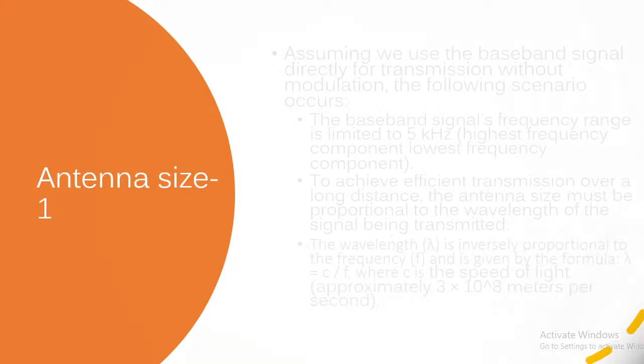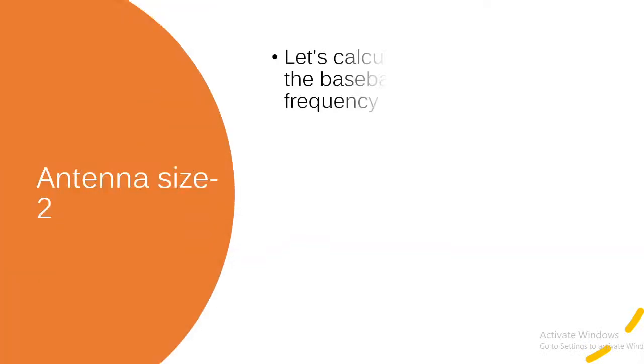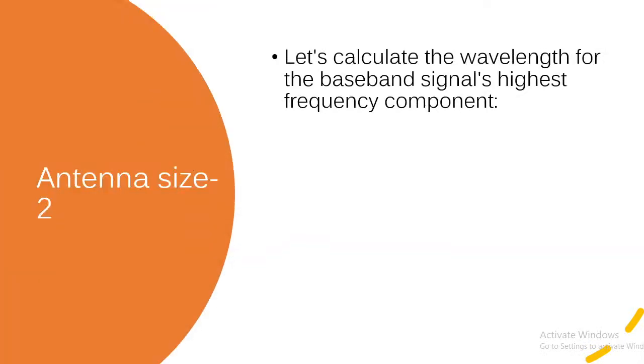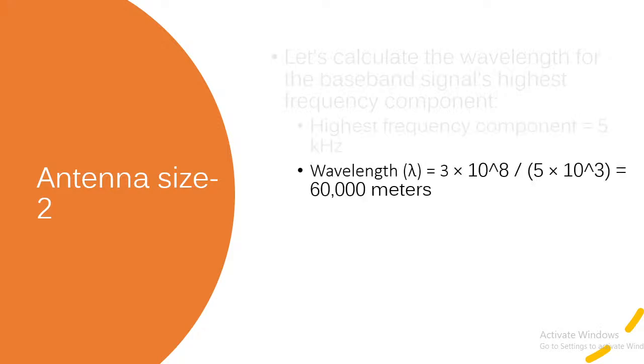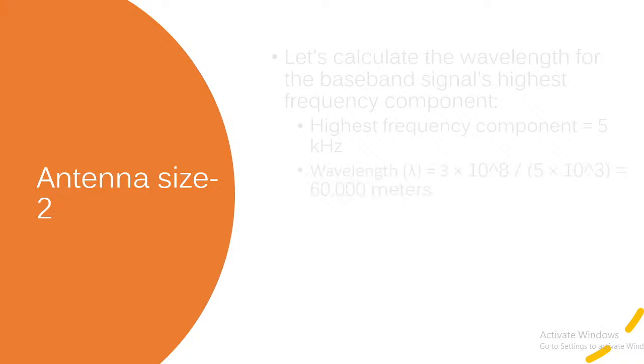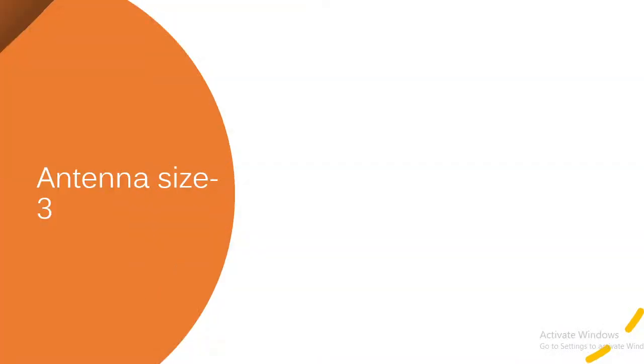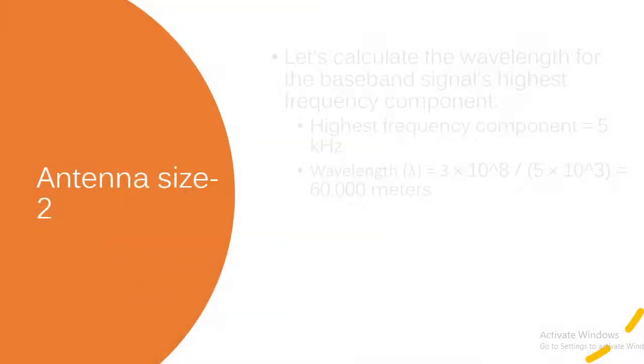Now let us find the wavelength. The highest frequency component is 5 kilohertz, so wavelength lambda will be c by f, which is 3 into 10 power 8 by 5 into 10 power 3. That gives you 60,000 meters. So the wavelength is 60,000 meters, and the antenna length will be about 60,000 meters, which means a 60 kilometer antenna.